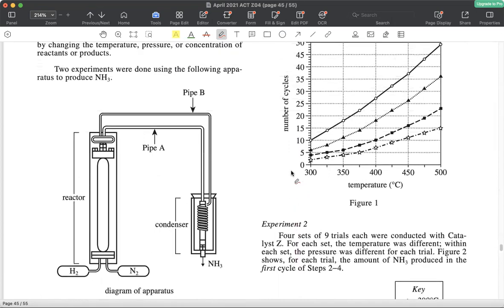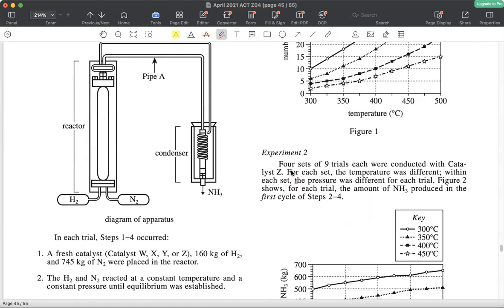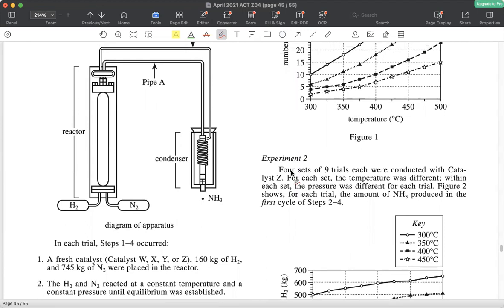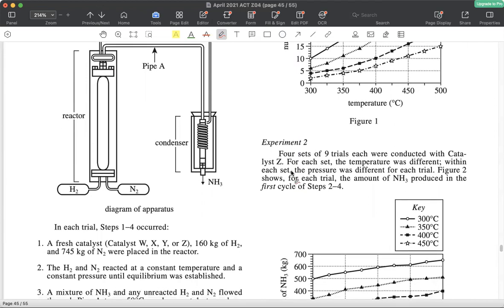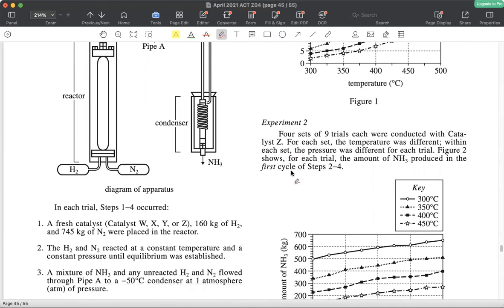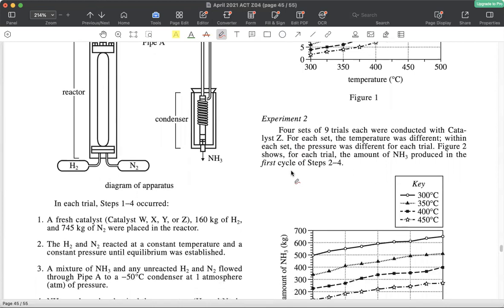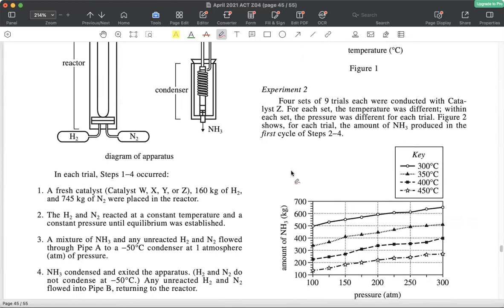Okay, so these are the 2 experiments which we are going to describe here. In each trial, steps 1 to 4 occurred. A fresh catalyst, catalyst W, X, Y, or Z, 160 grams of hydrogen and 745 grams of nitrogen were placed in the reactor. The hydrogen and nitrogen reacted at a constant temperature and a constant pressure until equilibrium was established. A mixture of ammonia and any unreacted hydrogen and nitrogen flowed through pipe A to a minus 50 degrees centigrade condenser at 1 atmospheric pressure. Ammonia condensed and exited the apparatus. Hydrogen and nitrogen do not condense at minus 50. Any unreacted H2 and N2 flowed into pipe B, returning to the reactor.